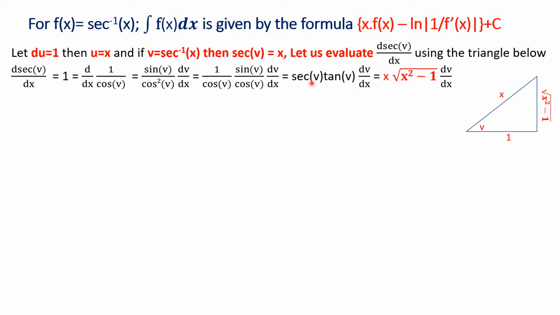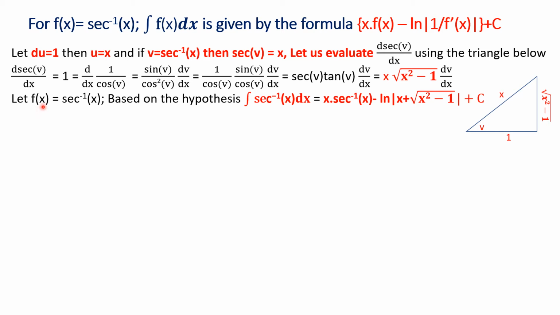Now sec of v, we can just change it by its value. Sec of v is equal to x, so we replace sec of v by x, and then tan of v is going to be equal to the square root of x squared minus 1, so we replace tan of v by the square root of x squared minus 1, and then the component of the implicit differentiation, which is dv by dx.